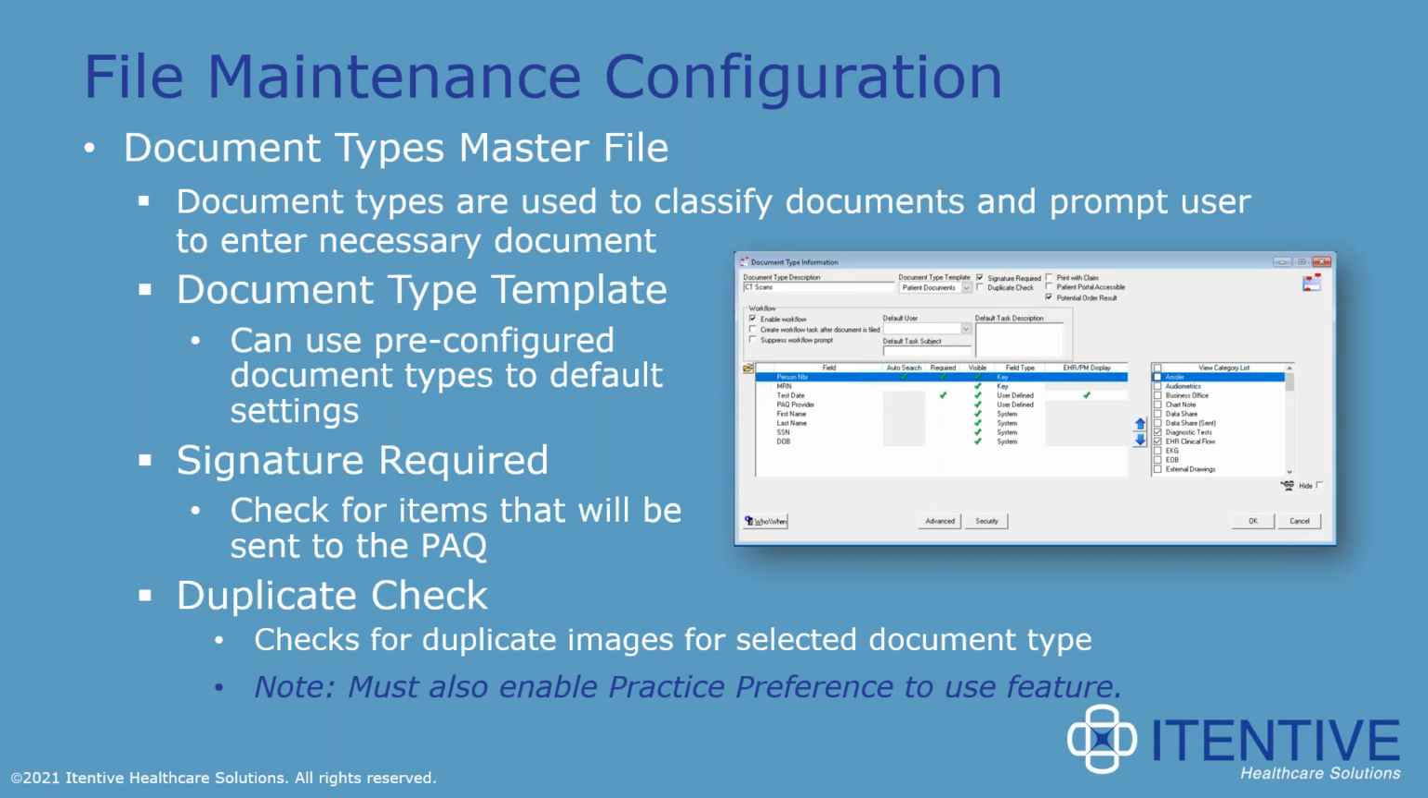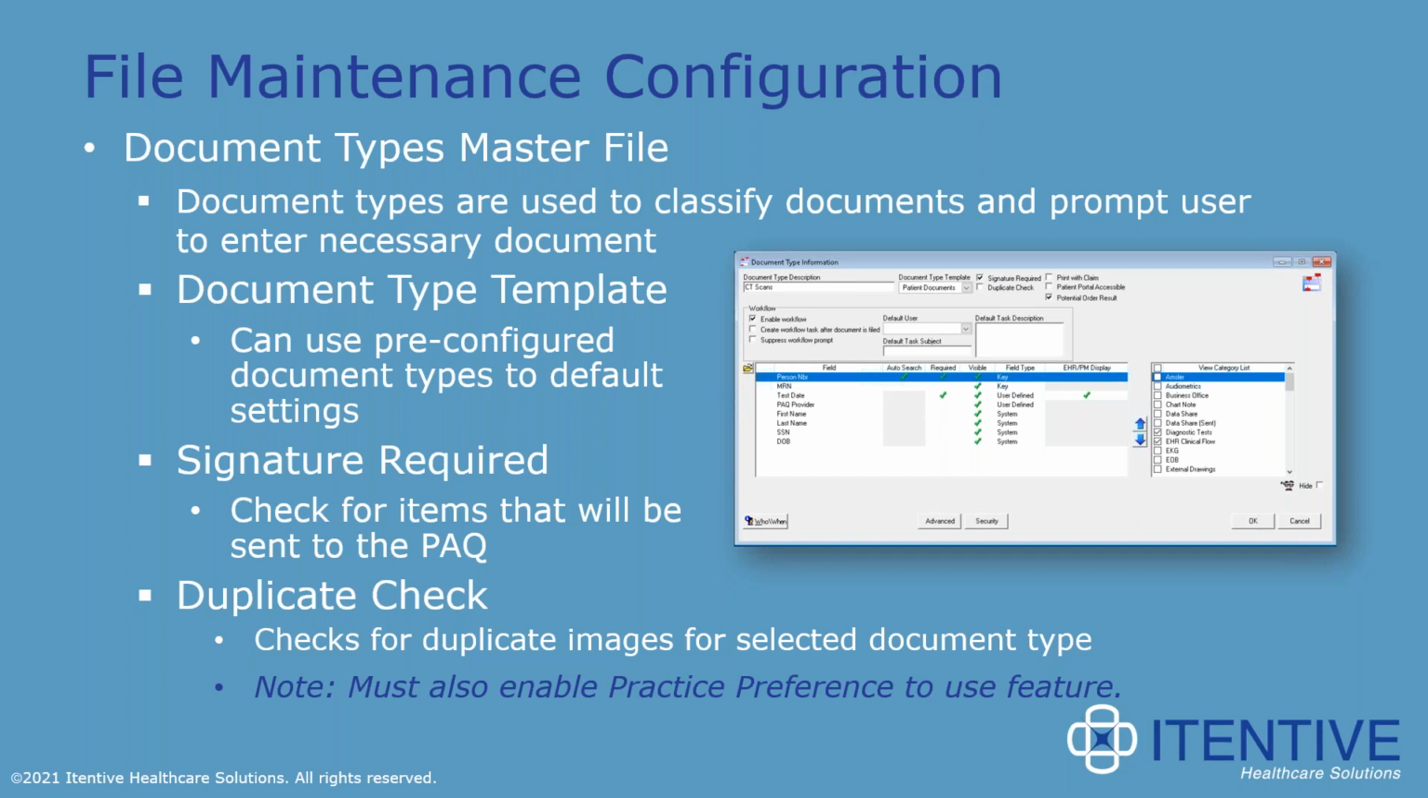Another option can come into play. The document type is going to be used for scanned items that need to go to the PAQ, or that provider approval queue. So you can check off the box for signature required, and then that's just going to ensure that a provider is selected during that filing process, so those items will then go to the PAQ.